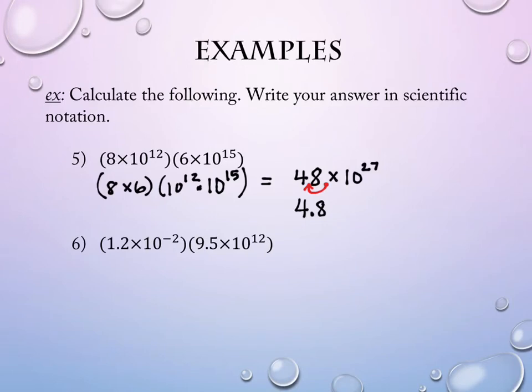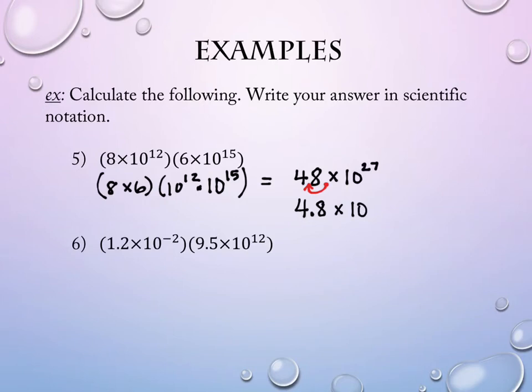Now, obviously, I can't just move that and leave this 10 to the 27th. I changed something, so something has to change in the 10 to the 27th to reflect that I changed the 48 into 4.8. So I moved it 1 place. So what do you think is going to happen to the 27? It's either going to become 26 or 28 because it changes by 1 place. Which way do you think it might go?